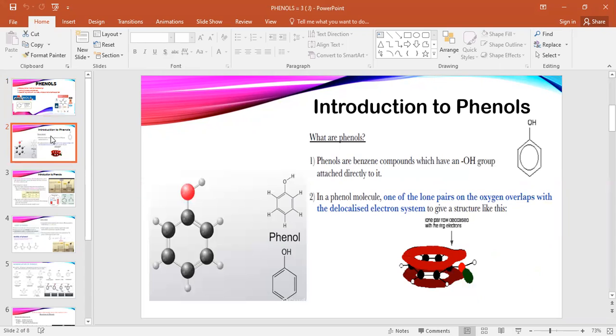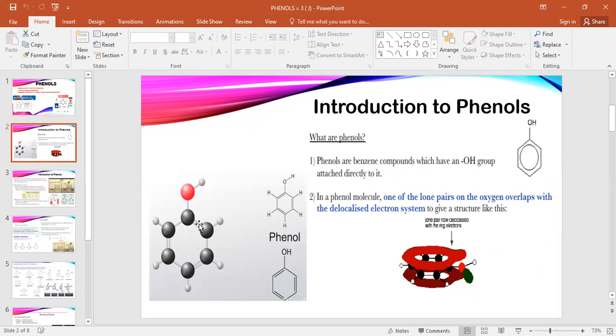Introduction to phenol. Phenols are benzene compounds which have a hydroxyl group attached directly to the ring. You can see this one. This is the benzene ring and OH attached directly on the ring. So we call it phenol.